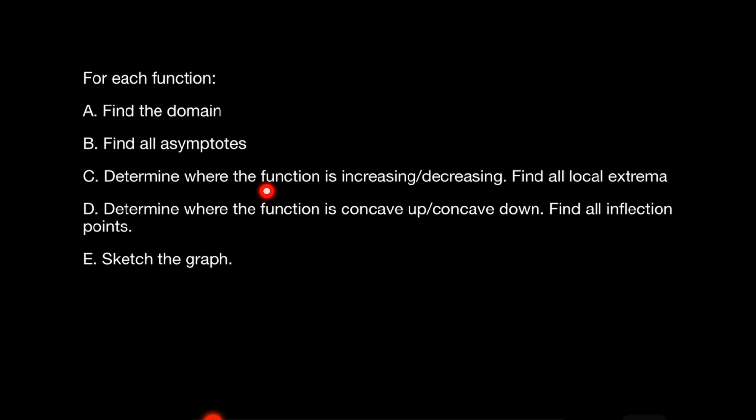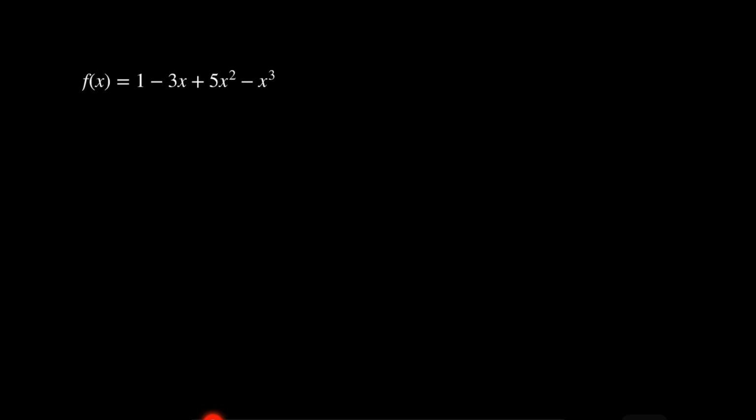We're going to determine where the function is increasing or decreasing. We'll do this by looking at the first derivative, and that will also tell us where all local mins and maxes are. Then we'll find out where the function is concave up and concave down. That's done by looking at the second derivative, and that will give us information about inflection points. Finally, we'll be able to put all this information together to create a graph.